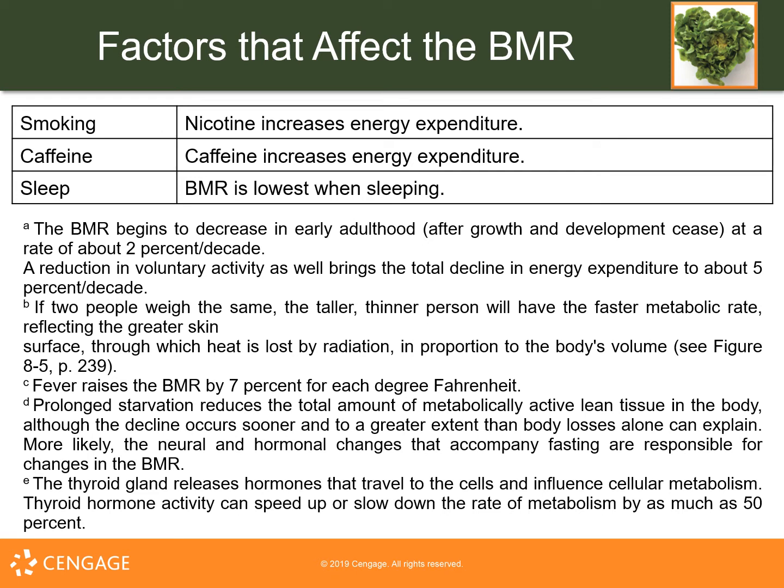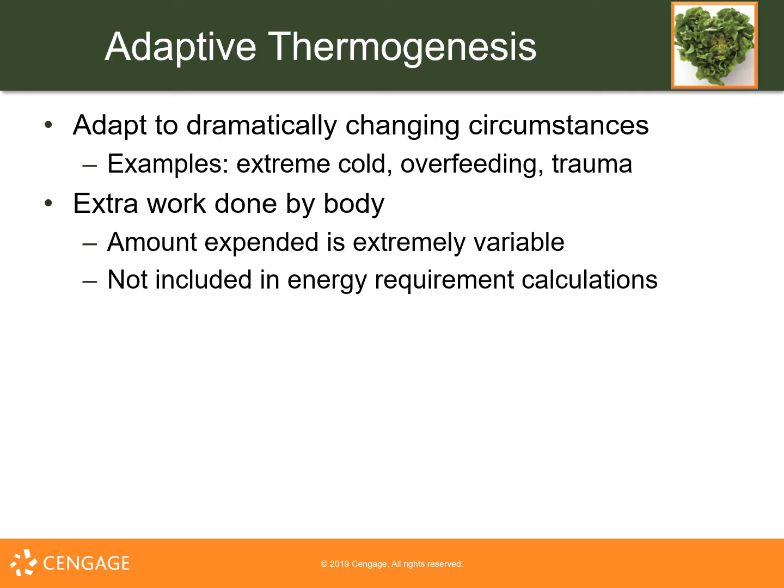And this here is a continuation of the last slide. Adaptive thermogenesis. This is the energy or extra work the body has to do to adapt to extremes. Examples include extreme cold, starvation, or trauma. The amount expended is extremely variable and therefore is not included in energy requirement calculations. It's very variable and very specific to the individual.